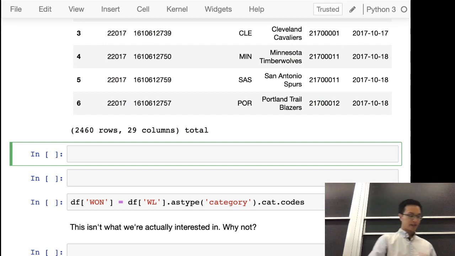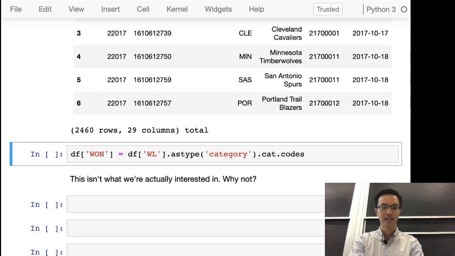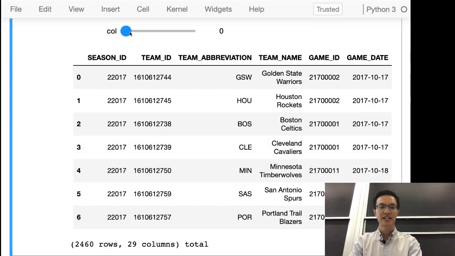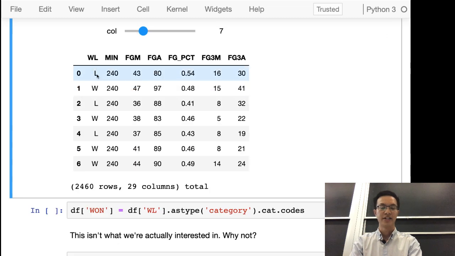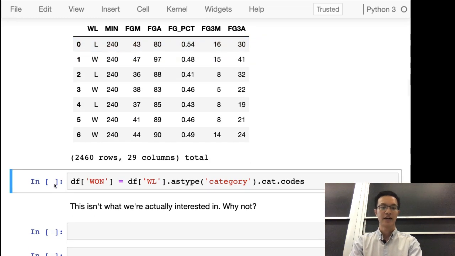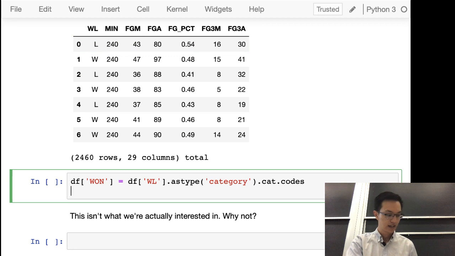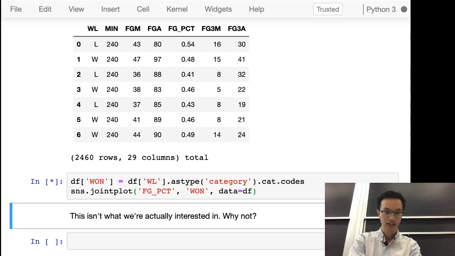Let's take a look here. So what I'm going to do is take the win-loss column and encode it as 1 or 0. So I have here this line here which encodes the strings as 1 and 0. And what I can do is make a plot of the field goal percentage versus the won column, like so.